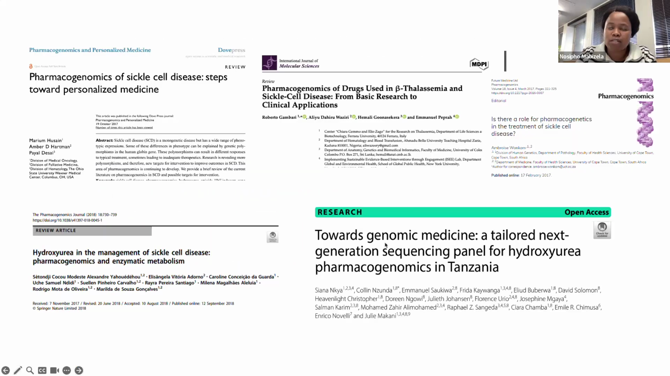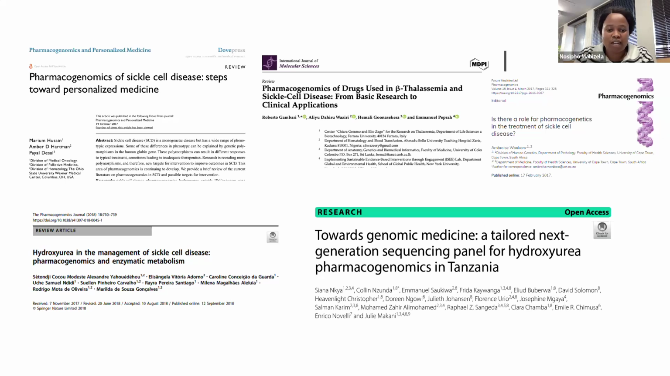This one is a recent paper, the one that says towards genomic medicine. It's a recent paper, but it seems like the field has not been progressing that much after we did our paper on pharmacogenomics of sickle cell disease. We can see that there's still a lack of data from Africa, whereby they're looking at, you can say, genome data, trying to find novel SNPs that are associated or specific to African populations, so that we are able to filter down those genes that are responsible for drug metabolism in sickle cell disease therapeutic, specifically in Africa.